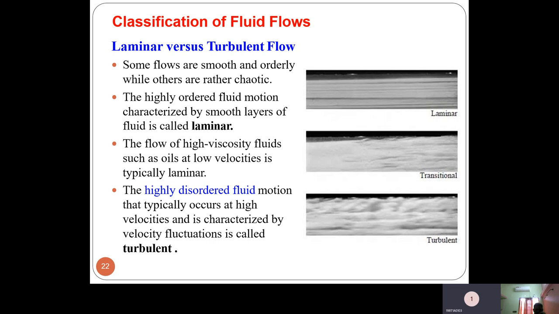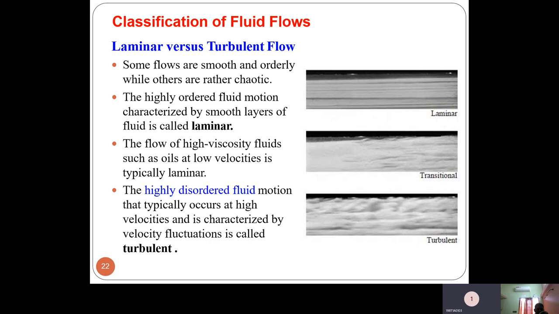The highly ordered fluid motion is characterized by smooth layers of fluid. Understand? It's called laminar. Laminar flow is a flow which has highly ordered fluid motion and smooth layers of fluid. Then that is called a laminar flow. This is an ideally characterized fluid motion. The flow of high viscosity fluids such as oils at low velocities is typically laminar.